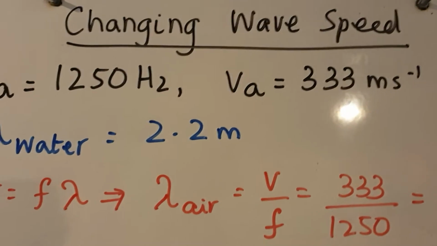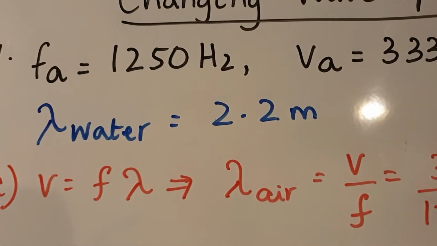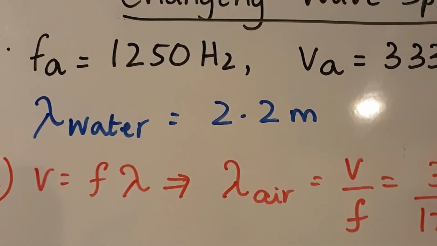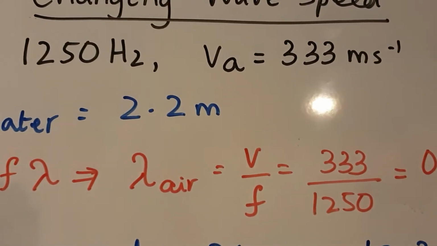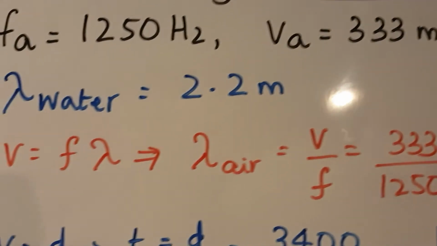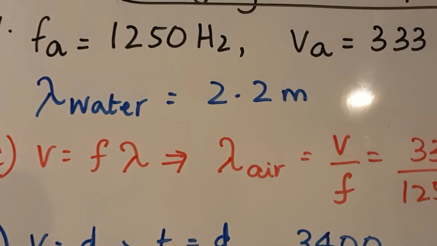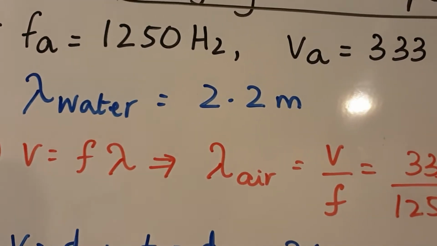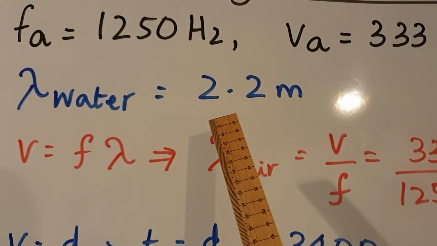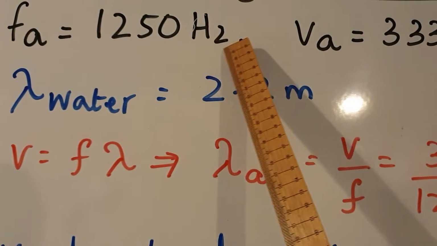Okay, so here we go. So this one says that the frequency of sound is 1250 hertz and the speed of sound in air is 333 meters per second. However, sound goes from air into water and then its wavelength changes and it becomes 2.2 meters. So that's this one. I was also asked about the meaning of hertz and kilohertz and megahertz, so I'll talk about that as well.